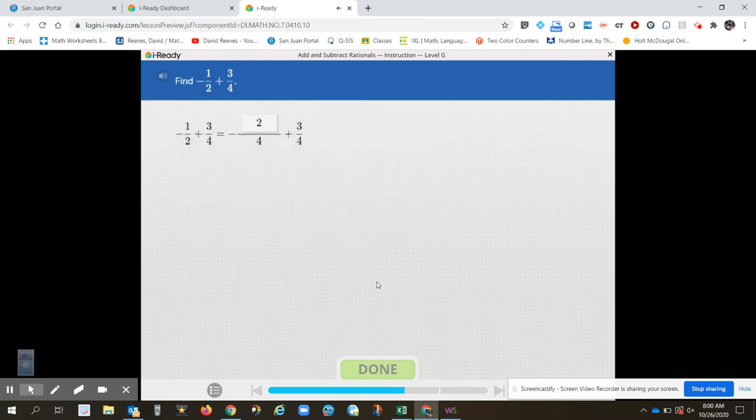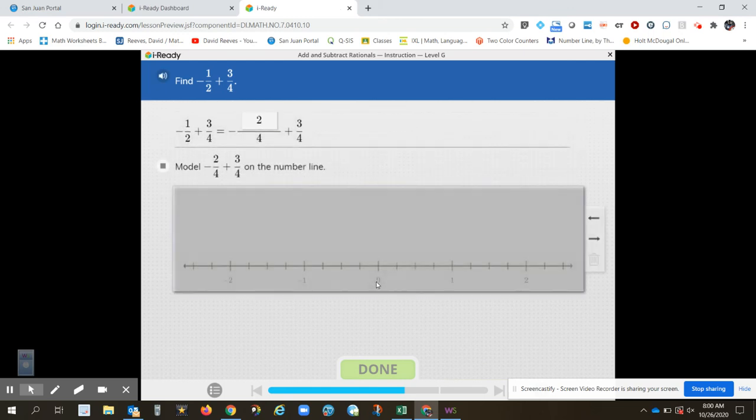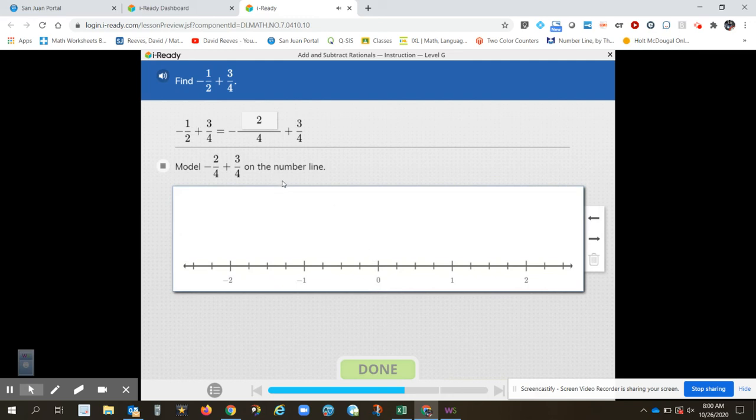And then what's the answer going to be when we put those together, right? We've got negative 2/4 and we're adding 3/4, right? So there, negative 2/4 is right there. There's our negative 2/4. There's negative 1/4, negative 2/4, and they're asking us to add 1, 2, 3/4. Okay?